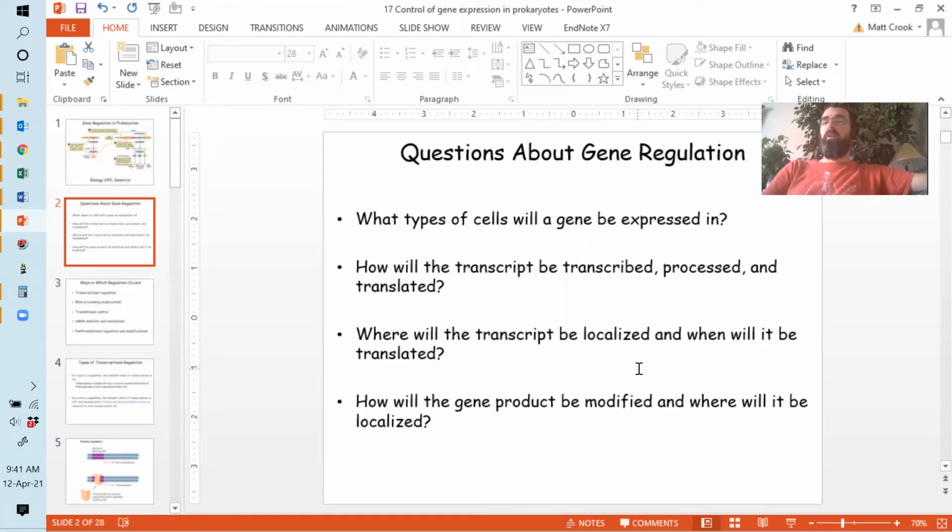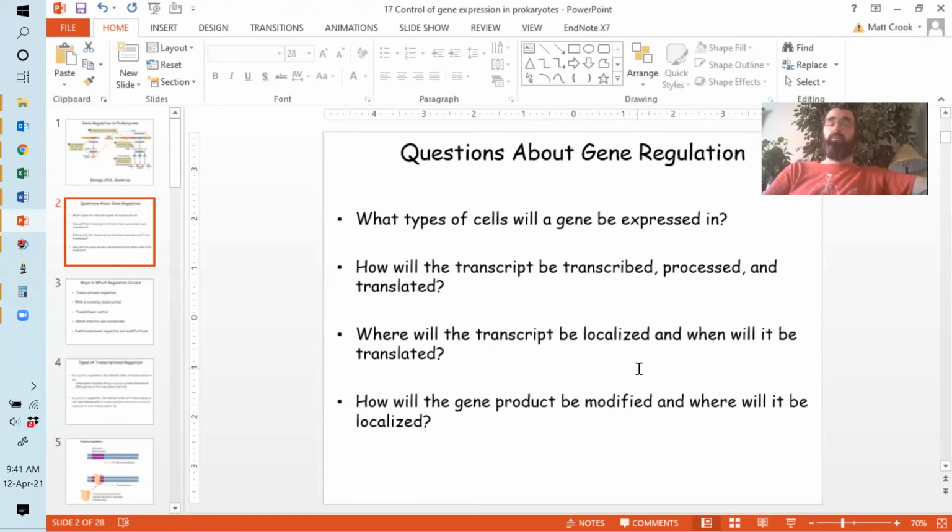How much of that product are we going to get? Is it something produced at a constant level, or does it peak and then fall down? What controls that peak and subsequent subsidence? Is it control of mRNA transcript stability? Is it control of translation? Is it protein degradation that's getting rid of that protein? So those are all questions that you can ask of a particular gene, especially if you don't know anything about it. Those are the very first things that you would do.